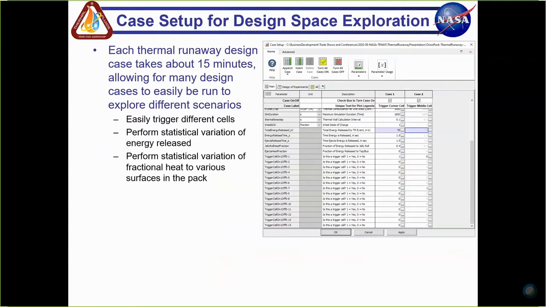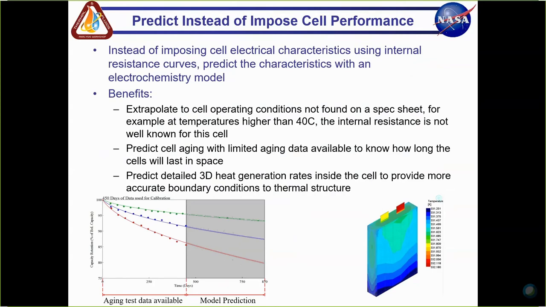Now, on top of this, there's a couple things to note about the modeling behavior inside the software, and that includes the ability to easily explore the design space with a built-in case setup dialog inside the software. And so the model as it stands is easily set up to trigger any of the 14 cells into thermal runaway. And the fact that each design takes only a couple minutes to run means you can explore many, many cases very quickly. Okay, well, what cell is the worst case scenario? But what happens if I do a statistical variation of the energy release or the fractional heat that goes into certain surfaces of the pack and so forth? And that can easily be done with this design space exploration tool in GT.